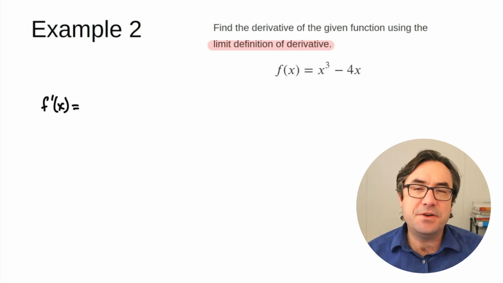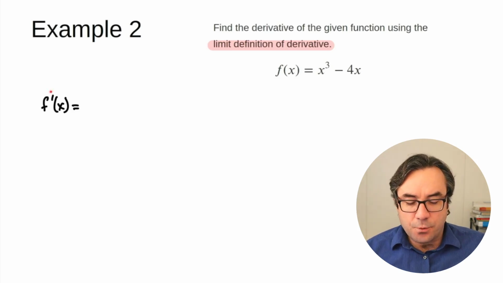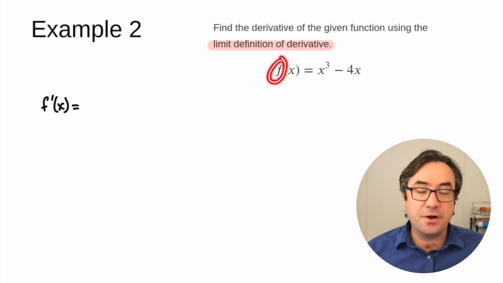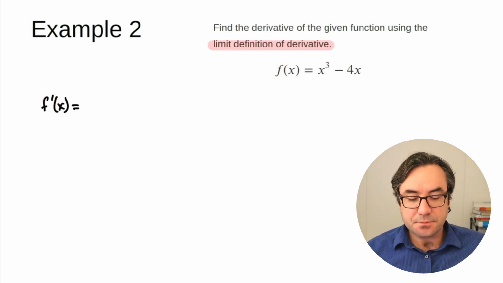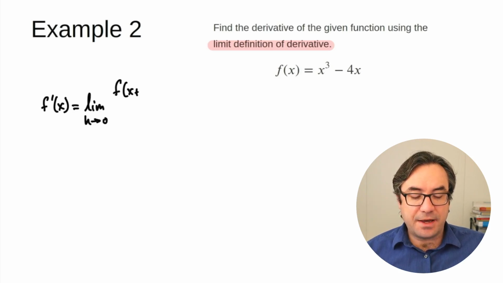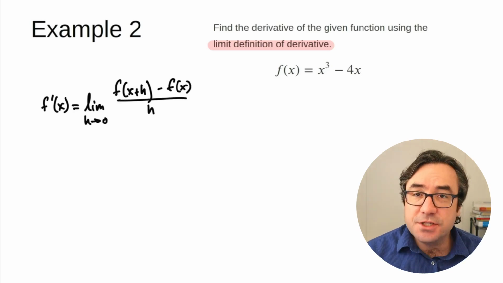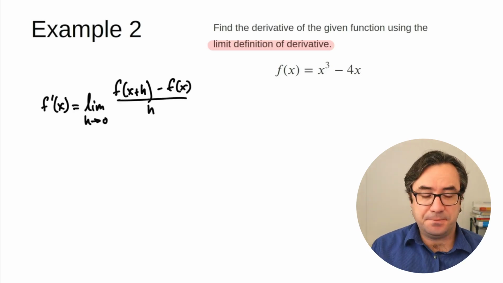So our limit definition of the derivative, and again, we use this f prime to denote the derivative of the function f. And this is the limit as h goes to 0 of f of x plus h minus f of x, all over h. So that's our limit definition. This is what we're going to use to calculate the derivative.